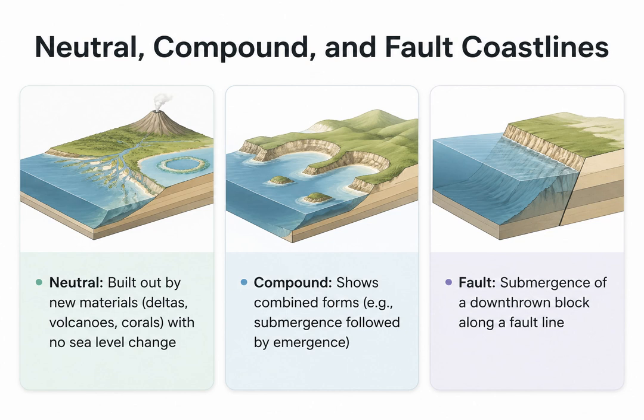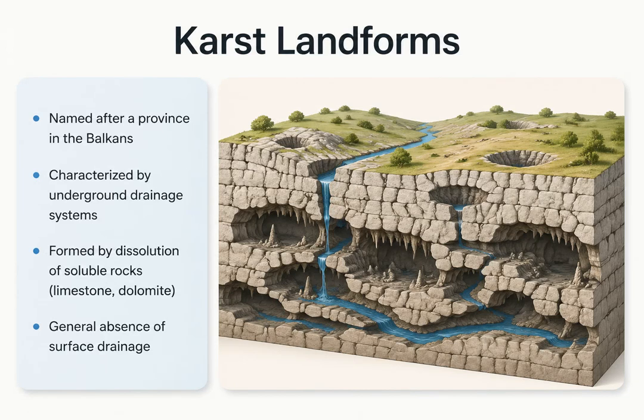We will explore how other forces shape the earth in our next segment. Moving right into our next major topographical category, let's examine karst landforms. The term karst actually comes from a province in the Balkans along the Adriatic Sea, where these unique formations are incredibly prominent. What makes a karst landscape so distinct is its underground drainage system.